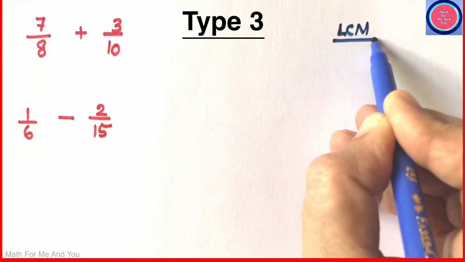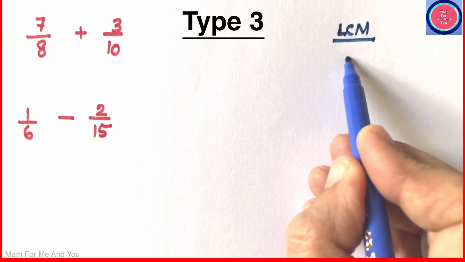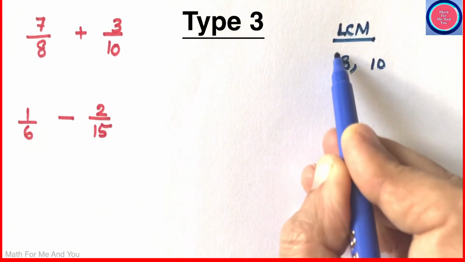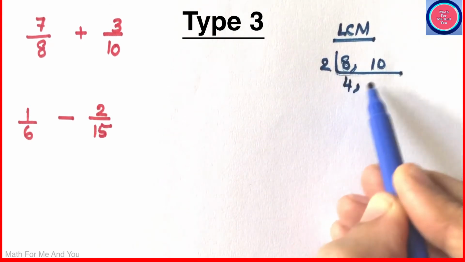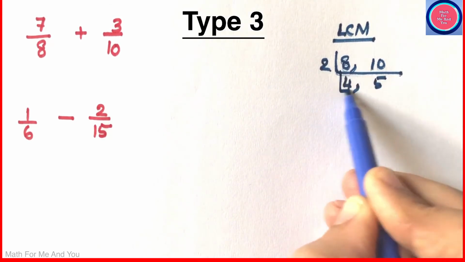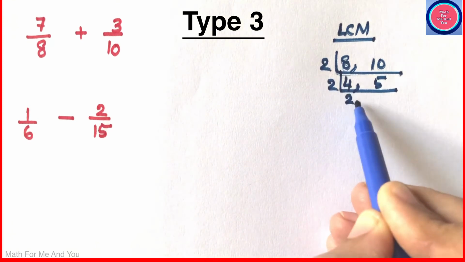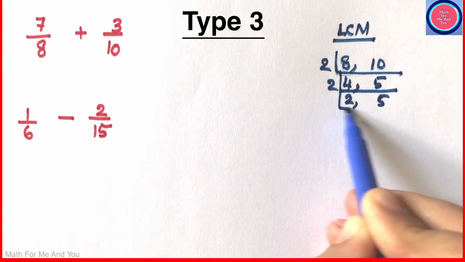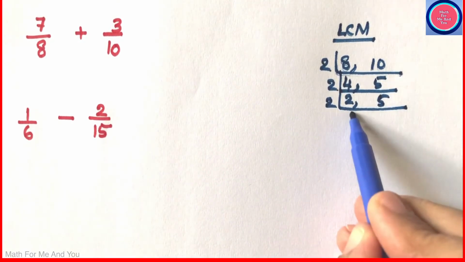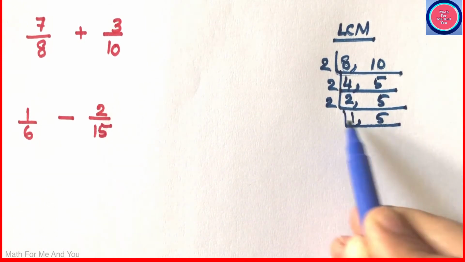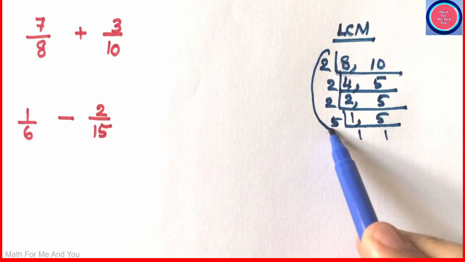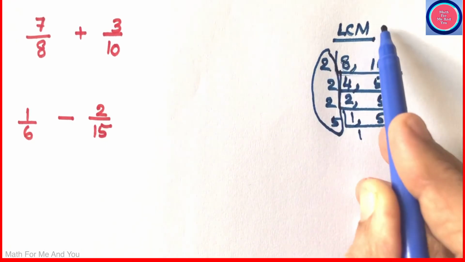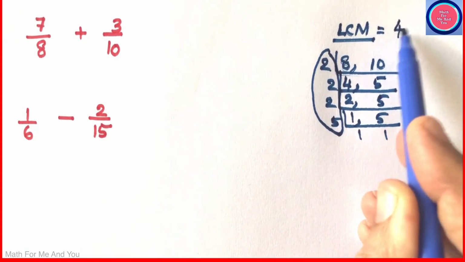So here taking LCM is the best way to get like fractions. We can take 8 and 10, the denominators. Now we are dividing with the 2. 4 and 5, again divide with the 2. We get 2 and 5, again by 2. 1 and 5, now with the 5, 1 and 1. So what is LCM? LCM is 2 times 2 times 2 times 5, that is 40.